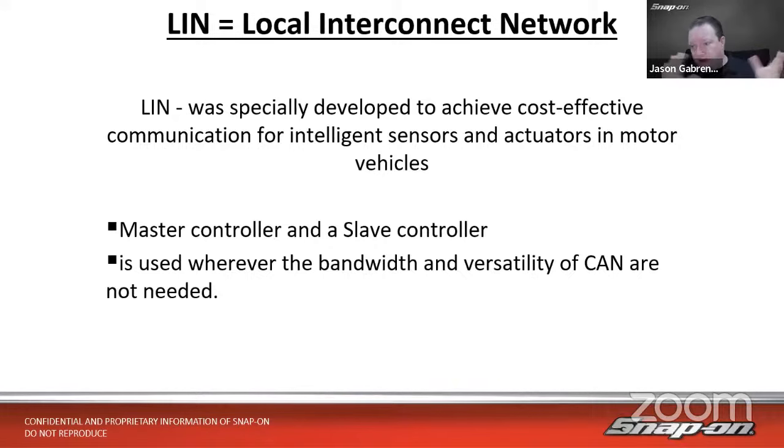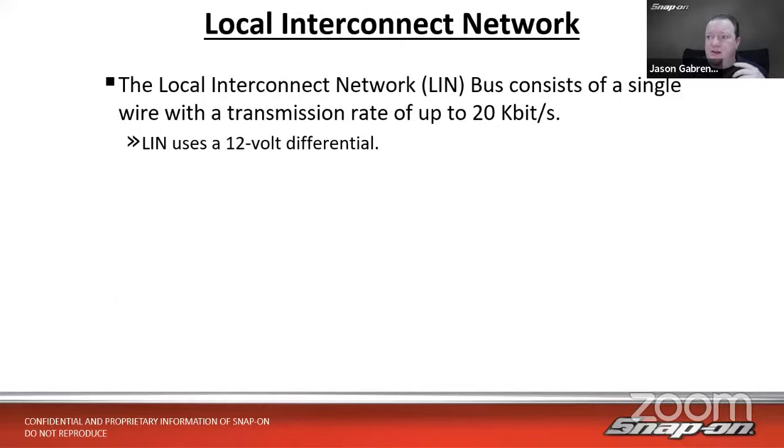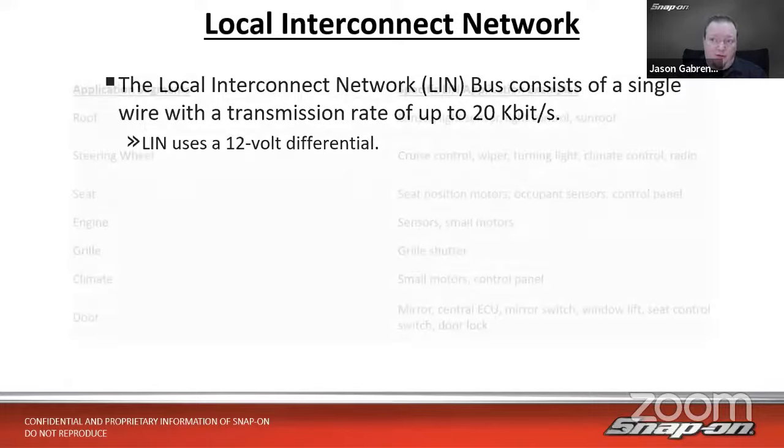Instead of having to worry about relays and all that, you're just sending a LIN bus back there and it's got power. It's used whenever the bandwidth and versatility of CAN are not needed. It's going to be, like I said, a very simple system, master and slave. It's going to be a single wire with a transmission rate of up to 20 kilobits per second. So it's a little bit faster than our J1850, but in this case, like I said, it's just sending data back and forth between a master and a slave. The LIN uses a 12-volt differential in that case.